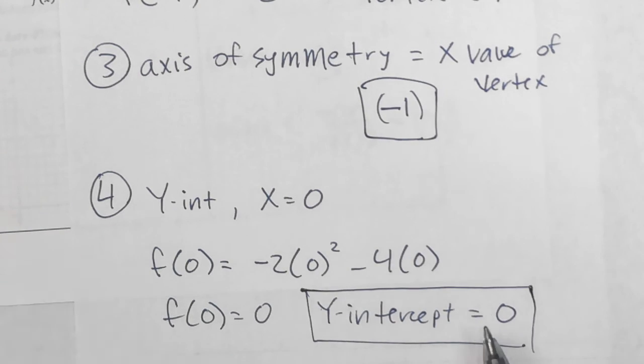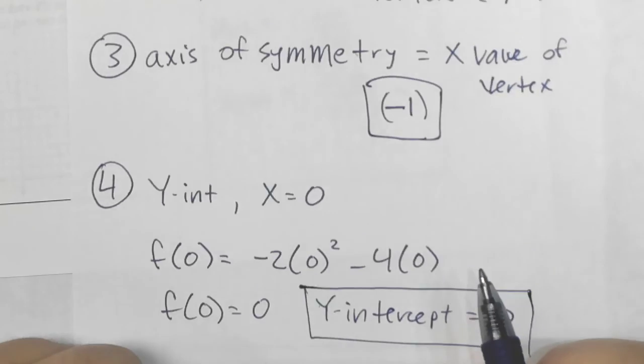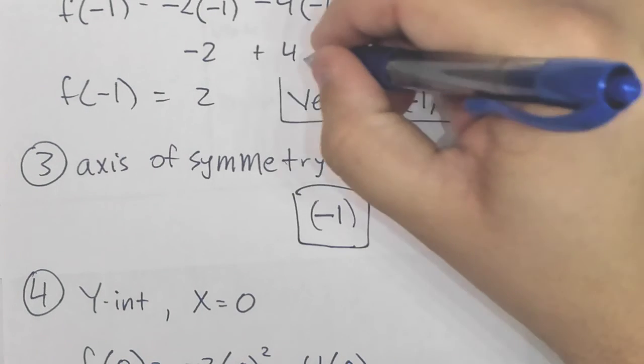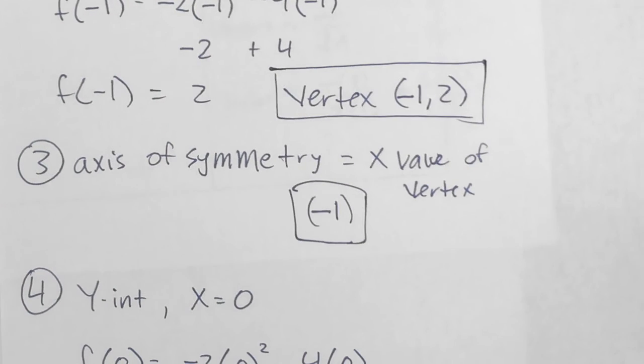So those are the three things that we need. We have our y-intercept of 0, our axis of symmetry is negative 1, and we have our vertex of negative 1, comma 2.